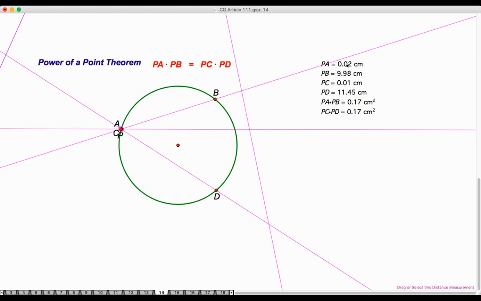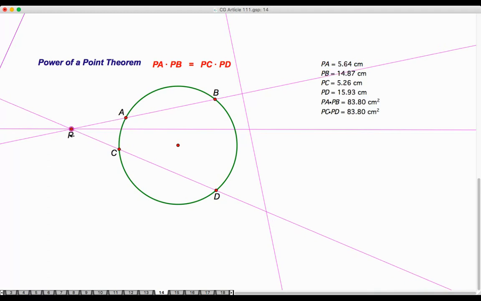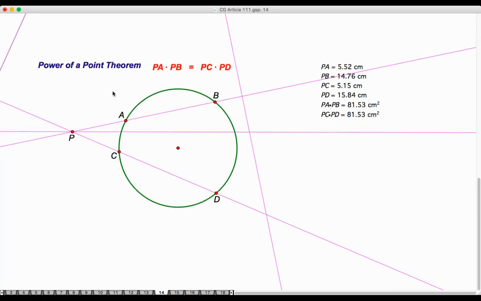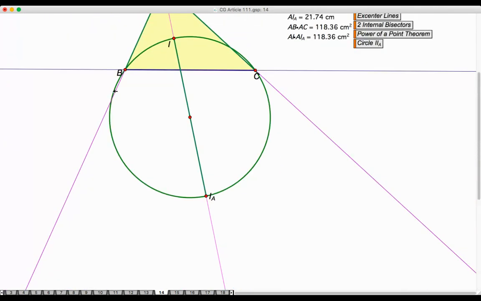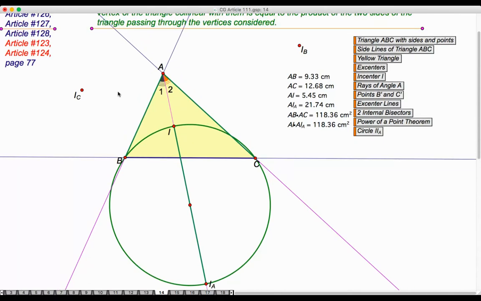Okay, this is almost 0, but I can change that. Anyway, so the product of PA times PB is equal to PC times PD. Wow. Okay. Now, let us consider that particular power theorem. So, here's the thing that we've got in here.